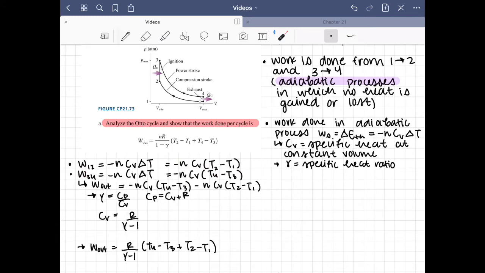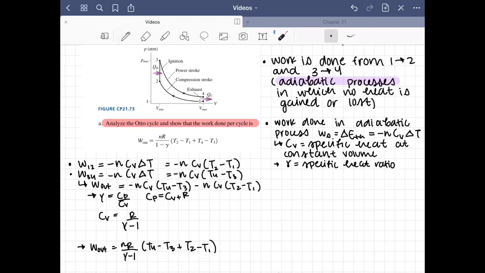Then we can add these two equations to find the total work, and then in order to simplify the equation, we can take that the specific heat ratio is equal to the specific heat at constant pressure divided by the specific heat at constant volume, and the specific heat at constant pressure is equal to the specific heat at constant volume plus R. And so we can combine these two equations and rearrange it, and we're going to get that the specific heat at constant volume is equal to R divided by the specific heat ratio minus 1.